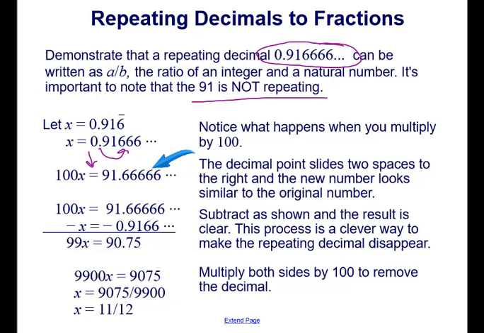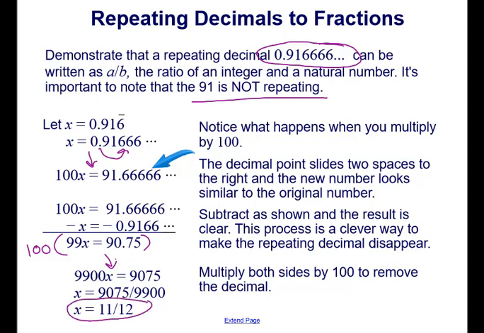Now, we still have it, so in order to get rid of it now, we have to actually subtract x from both sides. And that will give us 99x equals 90.75. See, the repeating part of the decimal number has disappeared. And now we can multiply both sides of the equation by 100. That will get rid of the decimal part of the equation, which gives us 9,900x equals 9,075. Dividing both sides by 9,900 gives us that x equals 9,075 over 9,900, but that does reduce then to 11 over 12.